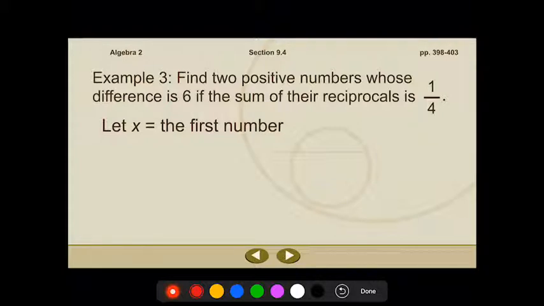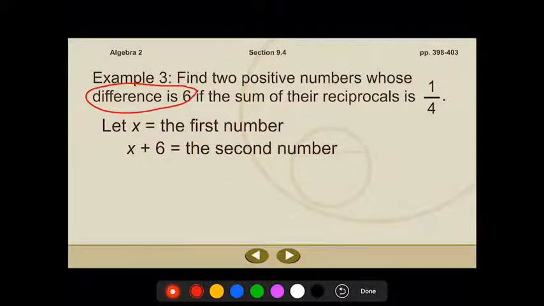We're actually going to solve for it to figure out what number it is. So x is the first number. That would tell us that x plus 6 is equal to the second number. Now the way that's figured out is the two positive numbers such that their difference is 6. The difference of two numbers is 6.